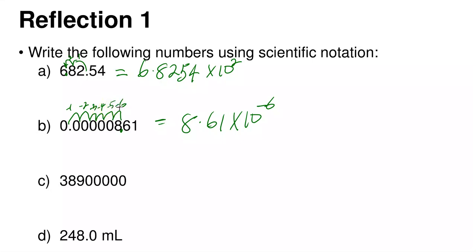The next one, here the standard position is here, but we're going to move it to this point. And if you move again, it's going to be 1, 2, 3, 4, 5, 6, 7. So this is going to be 3.89 times 10 to the power of 7.